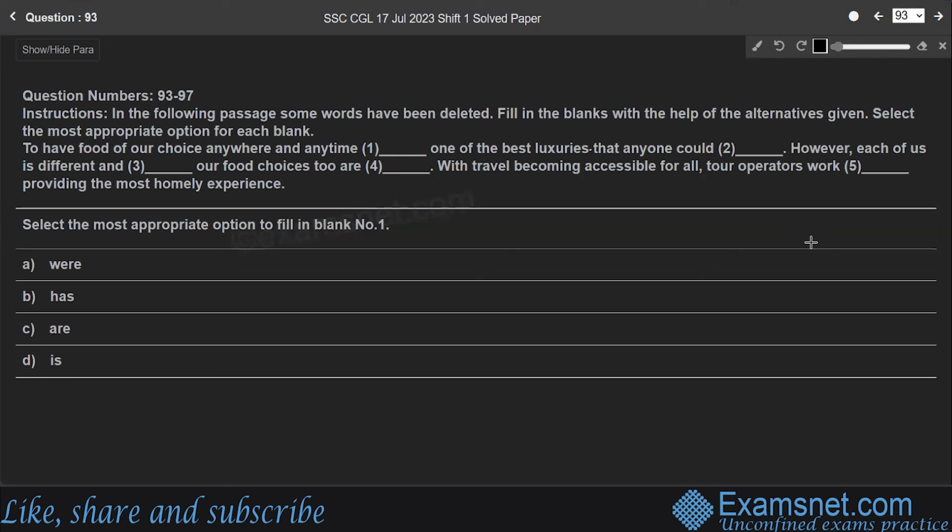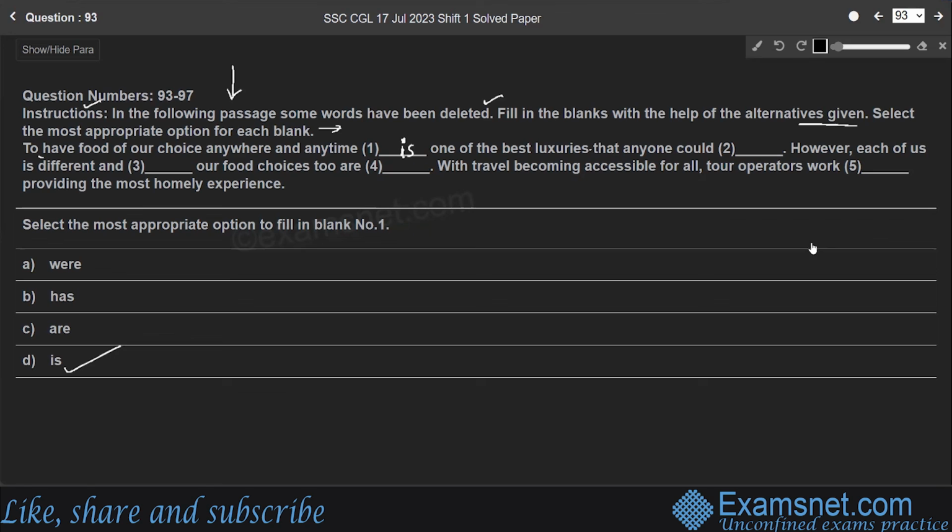Question 93. Here students, questions from 93 to 97 are based on the below passage. Here is the instruction. In the following passage, some words have been deleted. Fill in the blanks with the help of the alternatives given. Select the most appropriate option for each blank. So here, to have food for our choice anywhere and any time is one of the best luxuries that anyone could, right? Because the given passage talks about something in general, therefore we use present tense, therefore is the correct word.